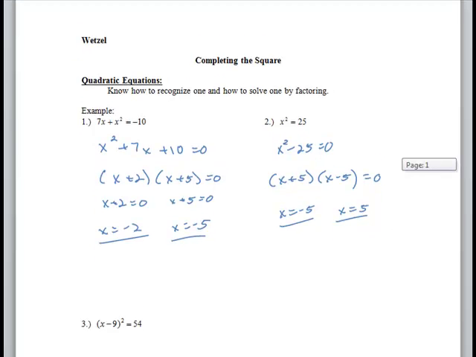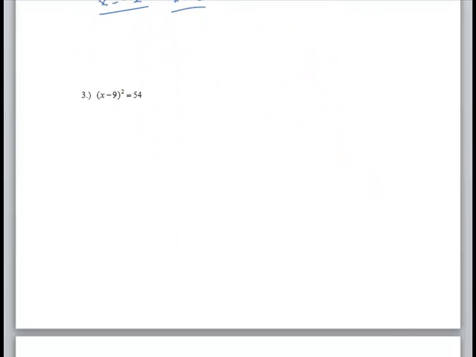Example 3. The x inside the set of parentheses has an exponent of 1, but of course that exponent of 2 is going to apply to everything inside the set of parentheses, so it is a quadratic equation. In order to try and solve this one by factoring, we still need to set it equal to 0, putting it in standard form, so we are going to have to foil the left-hand side. It's going to FOIL into x squared minus 18x plus 81 is equal to 54.